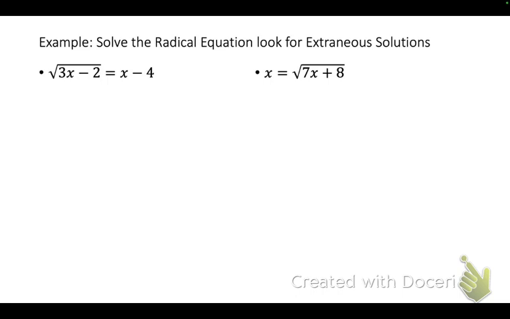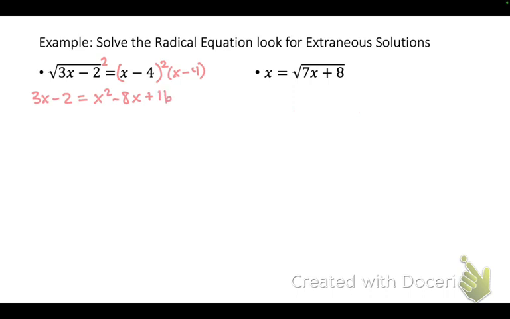Well, square it. The square root's already there. But when I square the right side, what do I need to put? Parentheses. So that means I have to FOIL that, doesn't it? That's x minus 4 times x minus 4. So I get 3x minus 2 equals x squared minus 8x plus 16.